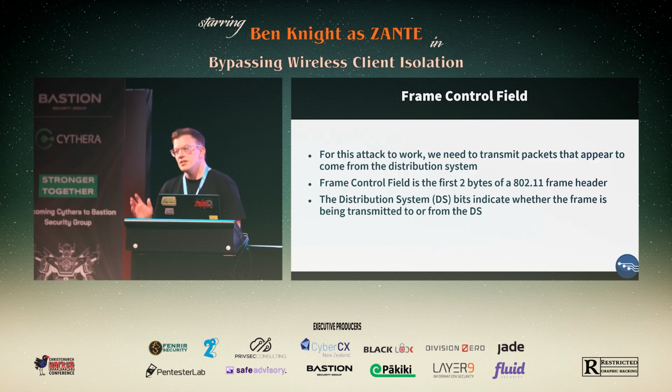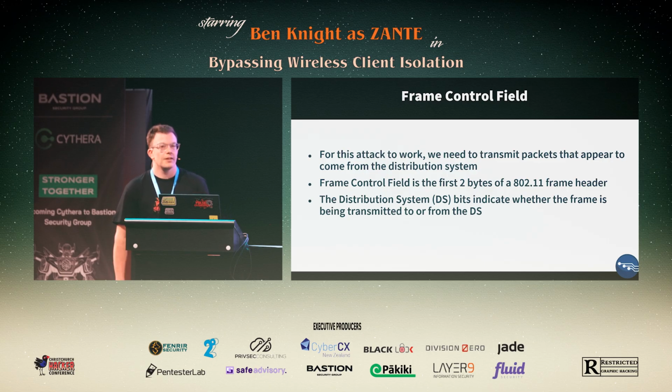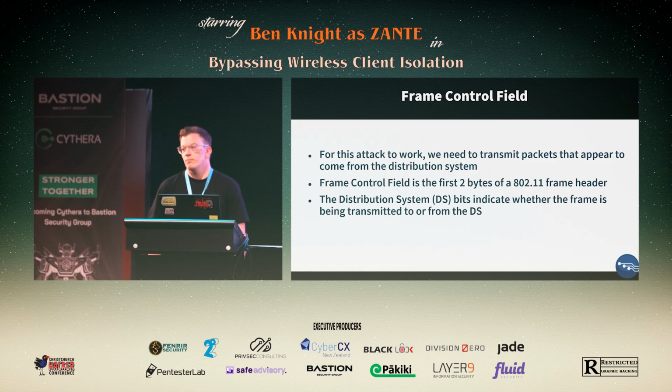The main thing we need to do as the attacker is craft packets that set the From DS bit to 1. So as far as Steve is concerned, when he receives that frame, it has been transmitted by the distribution system. Cool. If we don't do that, if we send it not appearing to be from the distribution system, Steve just ignores it and we can't do this attack. So that's a critical part.